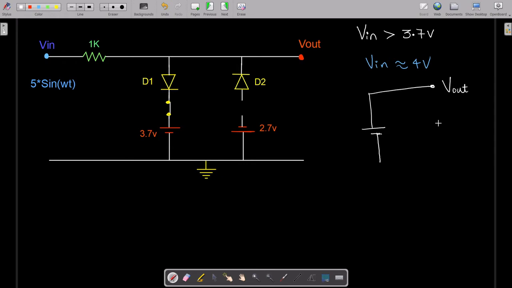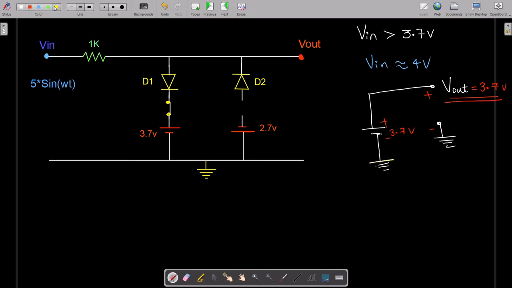okay. And you are checking V out with respect to ground, obviously, and here also it is grounded. As you can see, this is plus minus 3.7 volts. So obviously you can easily see that V out is equal to 3.7 volts. You can do this by applying KVL as well, that is minus V out minus 3.7 volts is equal to 0. So you end up getting V out as 3.7 volts.